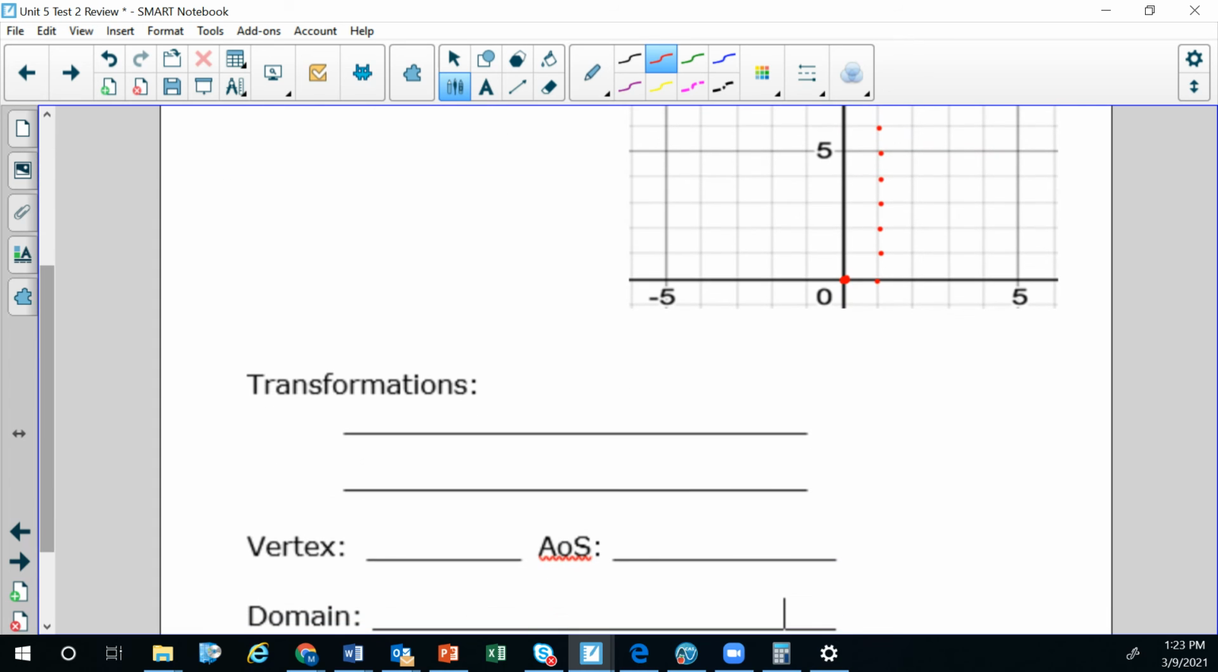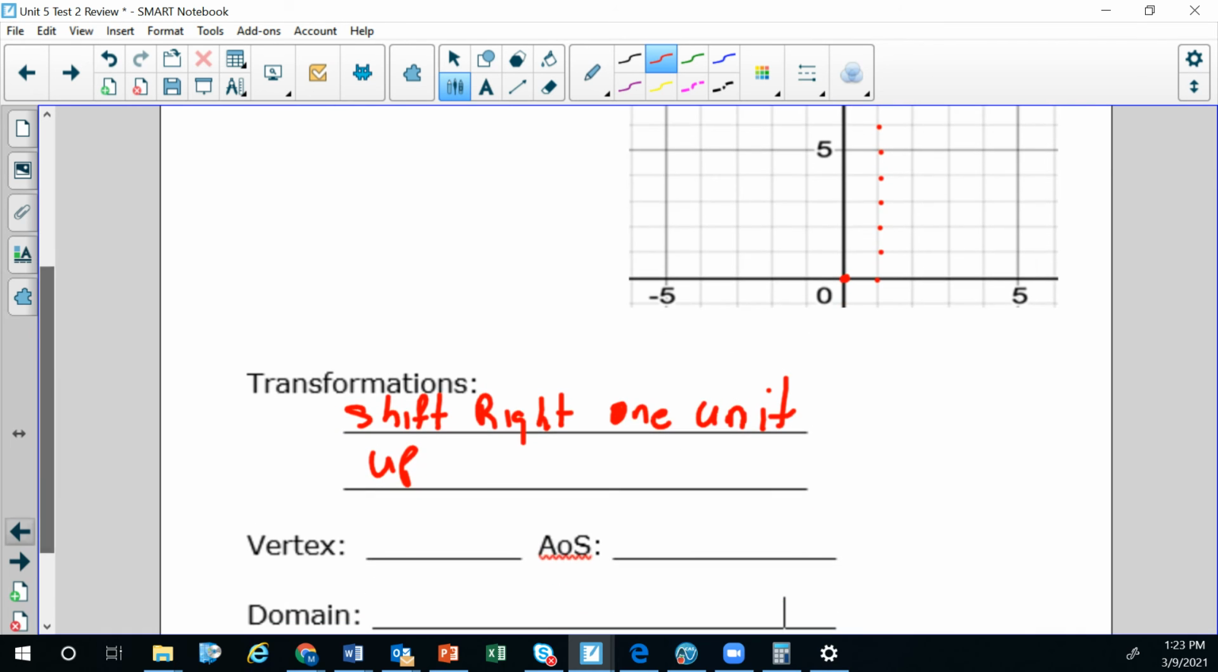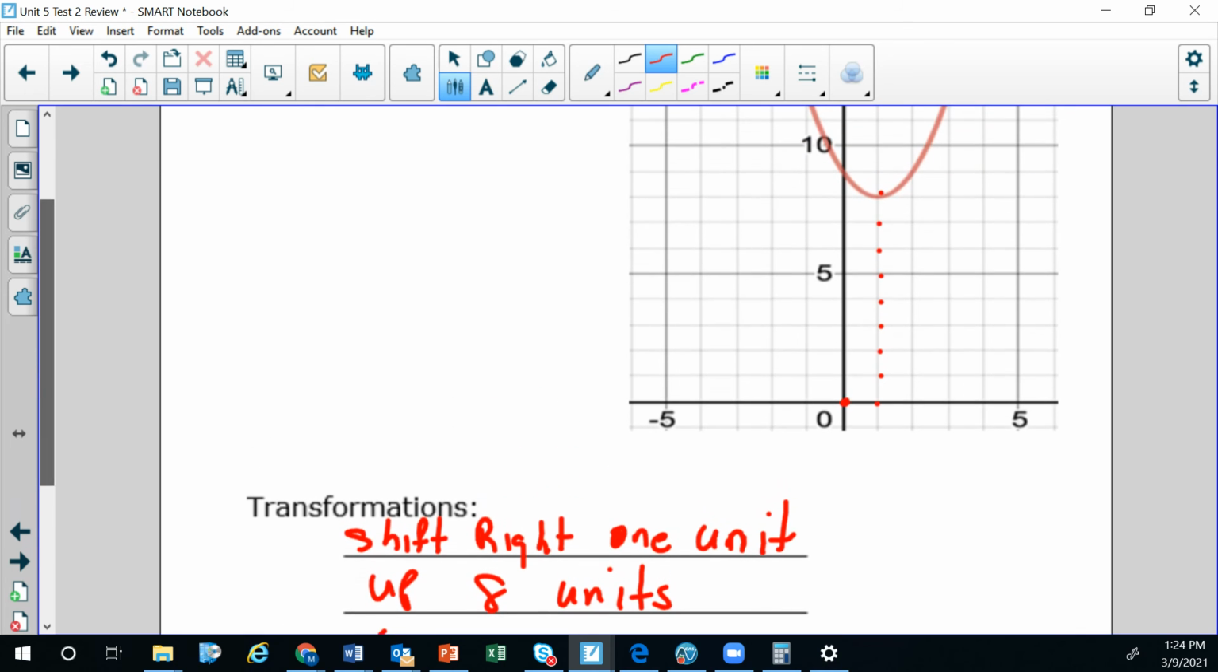So the transformation is shift right 1 unit, and up. Did I say 9? No, 8. 5, 6, 7, 8. Up 8 units. Okay, so that's the transformation. The vertex is just going to be (1, 8). And you can see that the vertex is right here. So that's going to be (1, 8).